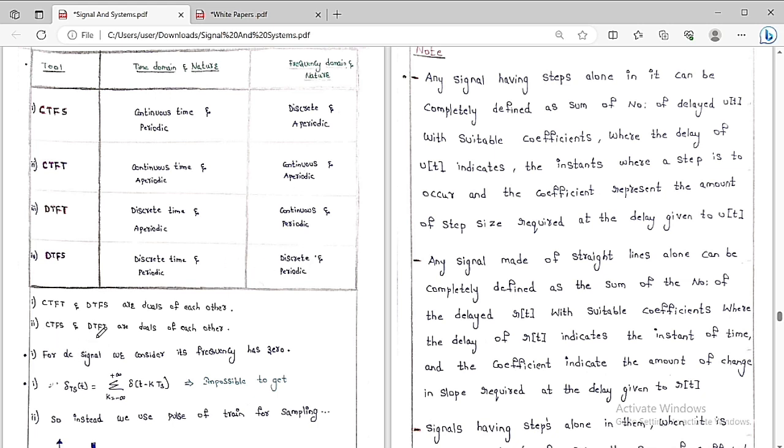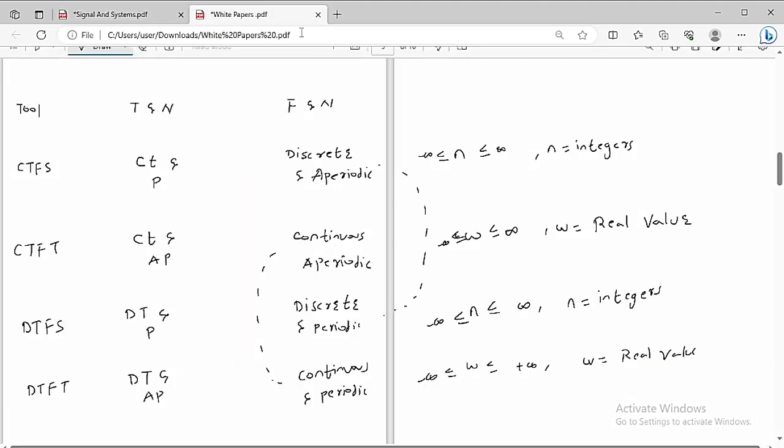Continuous time Fourier series and discrete time Fourier transform are duals of each other. This means here continuous time and periodic, here discrete. Here periodic means aperiodic. Here discrete means here continuous. Here aperiodic means here periodic. So they are opposite. Therefore we can say these two are duals of each other.